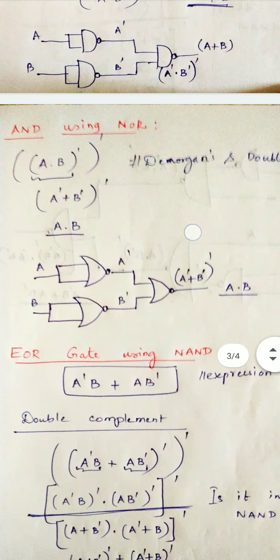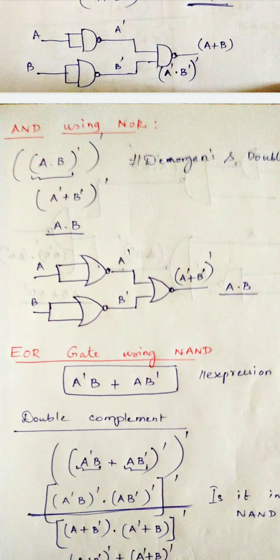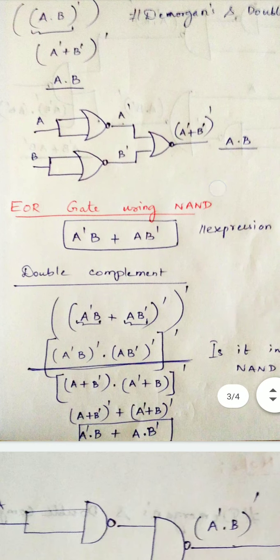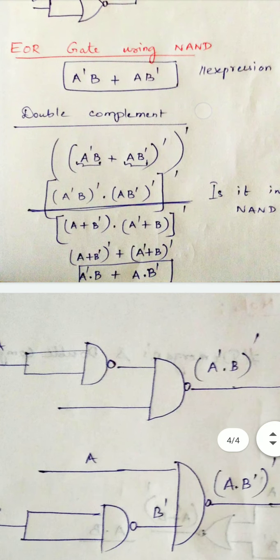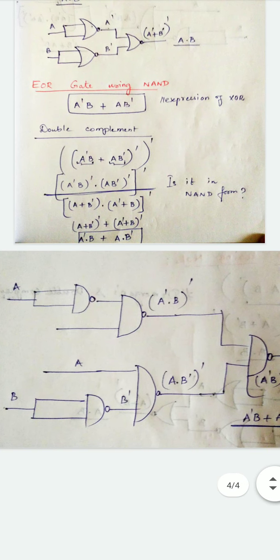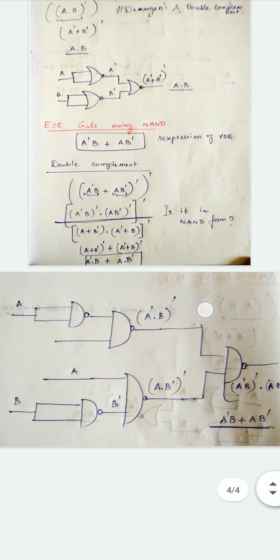Now the same approach is used for NOR gate. Again, apply De Morgan's theorem with double complement, and you could get the logic of AND. Similarly, XOR. See here, XOR. Again the same thing: you should apply the double complement and convert it to NAND form. Once you get the NAND form, you can simply draw the logic diagram.